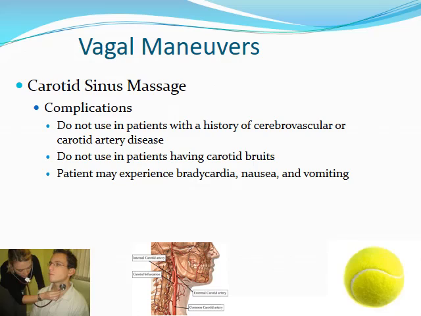Some complications of carotid massage: the patient may become bradycardic. They could experience some nausea, maybe even some vomiting. Remember not to do this procedure on patients that have carotid bruits, those cheeseburgers, when you auscultate. And also, if this is a previous stroke patient, don't do this procedure. Find another vagal maneuver to try.